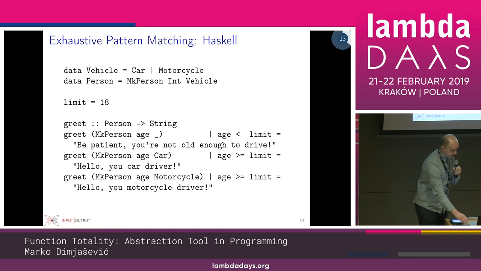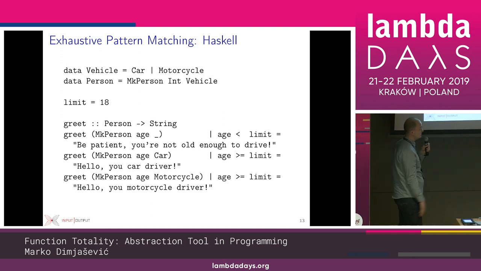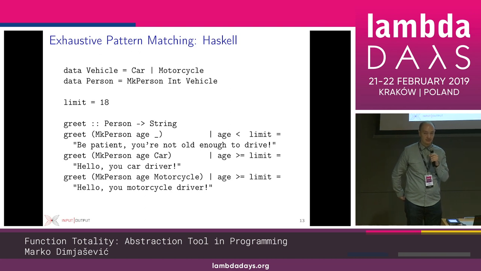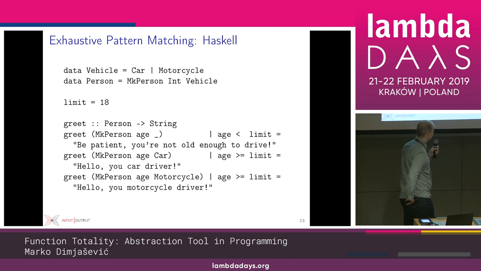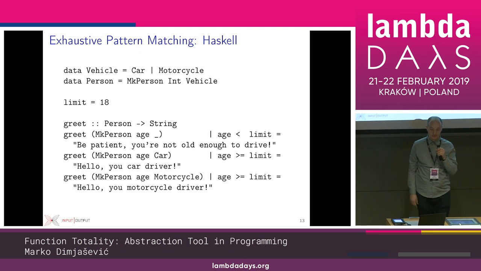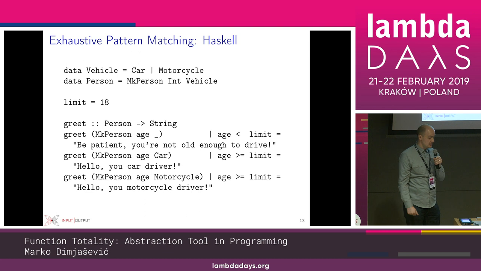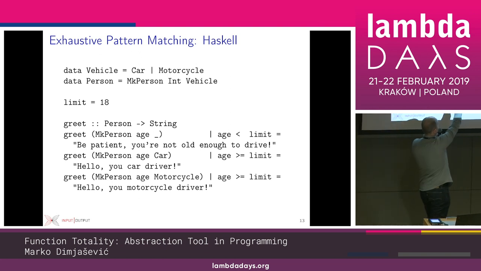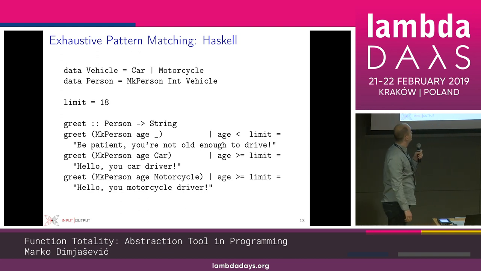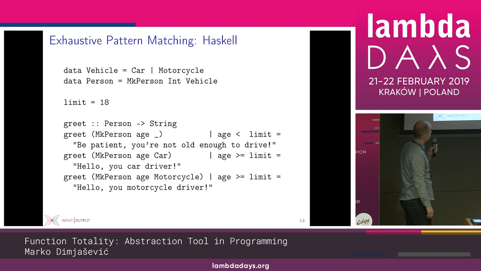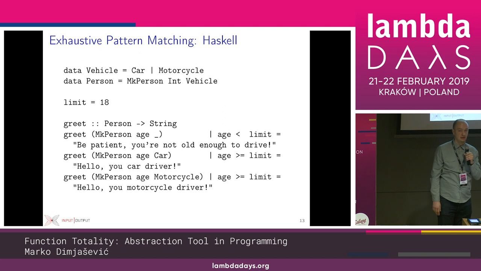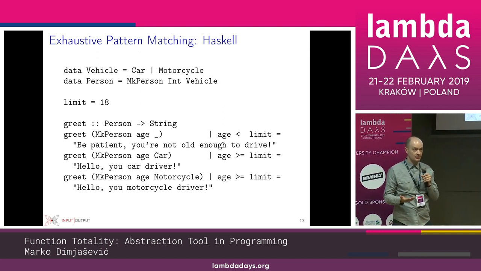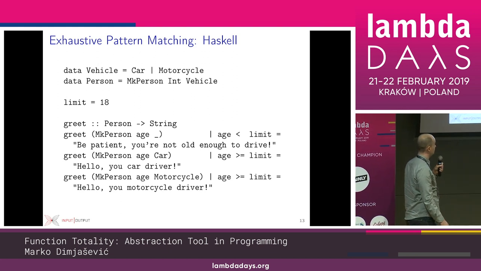So if we write this in Haskell, this is how we would do it. As in a slide before, we have the vehicle and the person data type, and we have this greet function. So it takes a person and returns a greeting string. And we simply do it by using these so-called guards, where we check what's the age of the person. So here we have those three cases. The first one is when the person is underage. And simply in that case, we don't care what's the value for the second argument in the MakePerson data constructor. And we just return a message saying, hey, you're not old enough to drive. And then we have these two other cases when the person is at least 18. So the person can either have a car or a motorcycle, and we return a corresponding message.